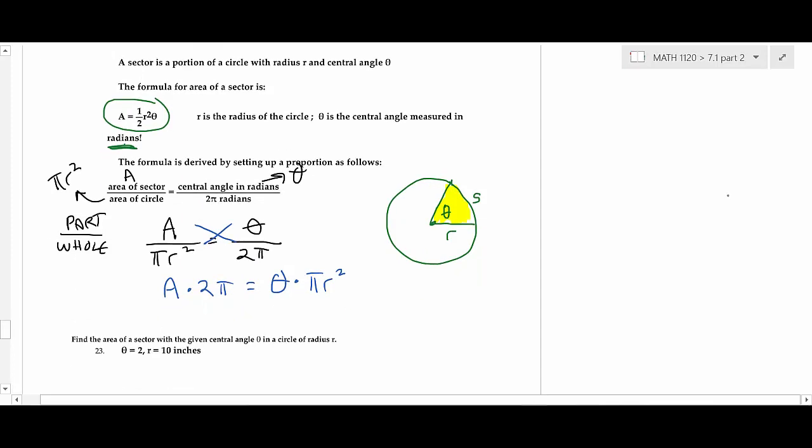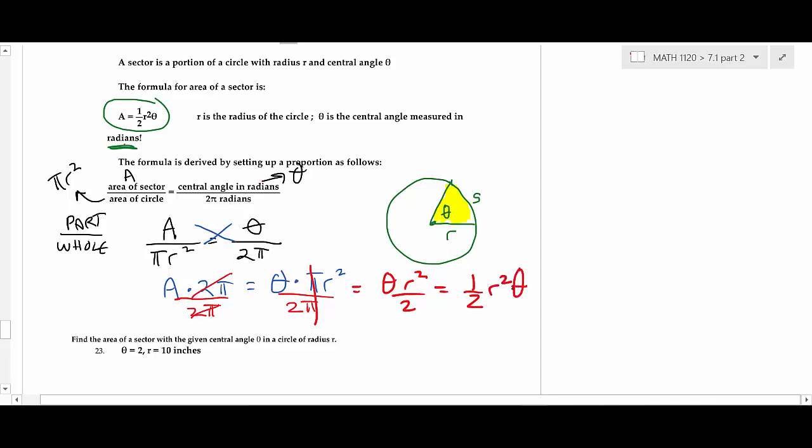Now, what do you do to finish it up? If you want to get A by itself, what do you do to both sides of the equation? Divide by 2 pi, good. So we're going to divide both sides by 2 pi, and then that's going to give the formula. Notice what happens is the pi's cross out, so you're left with theta r squared over 2. And you can write the formula that way if you want to, or you can write it as 1/2 r squared theta.